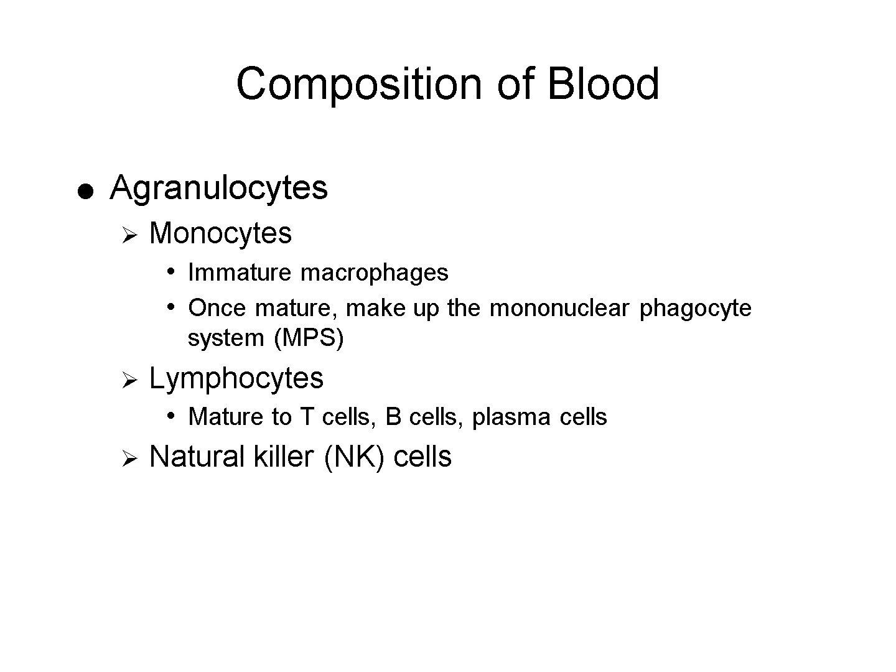Agranulocytes include monocytes and lymphocytes. Monocytes are immature macrophages that, once matured, become part of the mononuclear phagocyte system. Lymphocytes mature into T cells, B cells, and plasma cells, playing critical roles in adaptive immunity. Natural killer cells, or NK cells, are a distinct type of lymphocyte that targets virus-infected and abnormal cells.